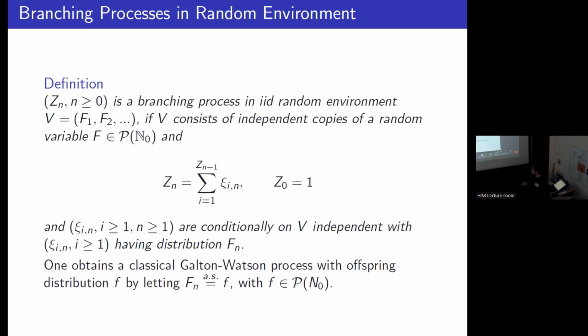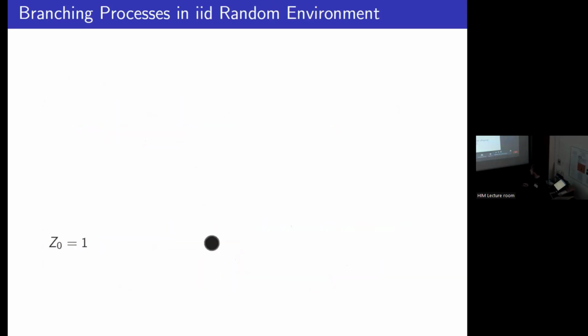But what we still assume is that, given the offspring distribution Fn, all offspring are sampled independently with this distribution. And to make the connection backwards, if you choose a very simple distribution, which means that Fn is almost surely some small f, then you just obtain a classical Galton-Watson process back with offspring distribution f. And maybe the best way is a definition by picture.